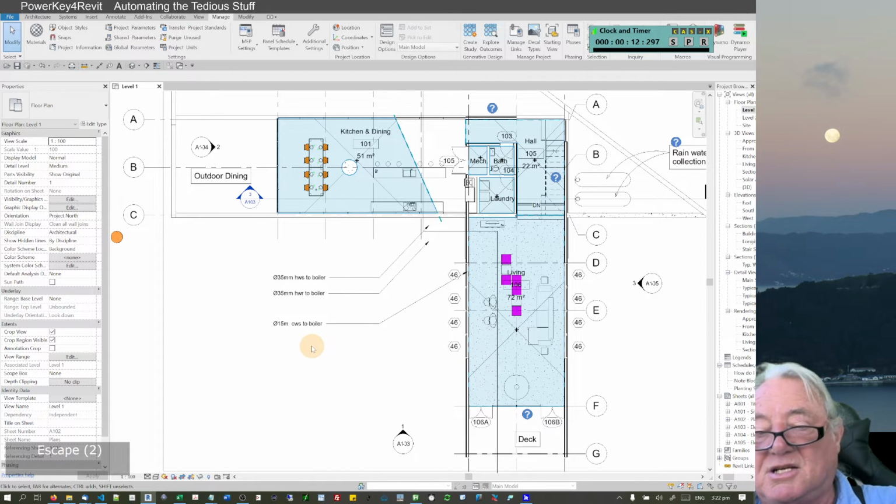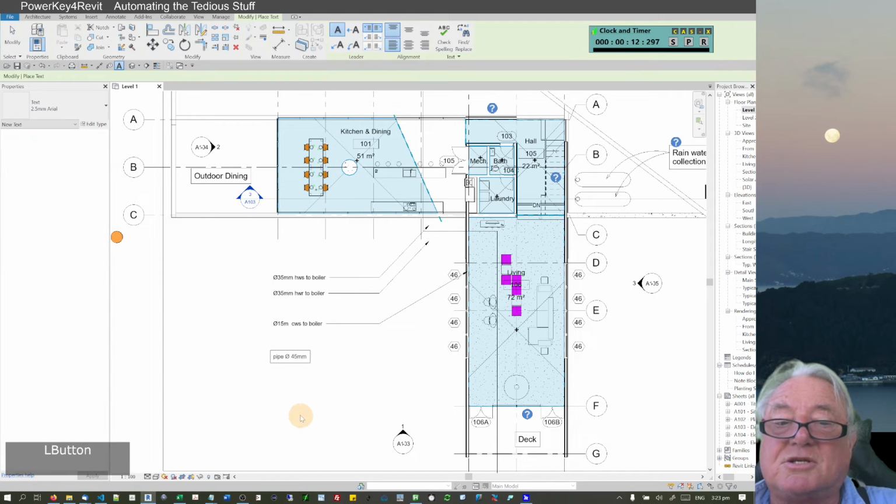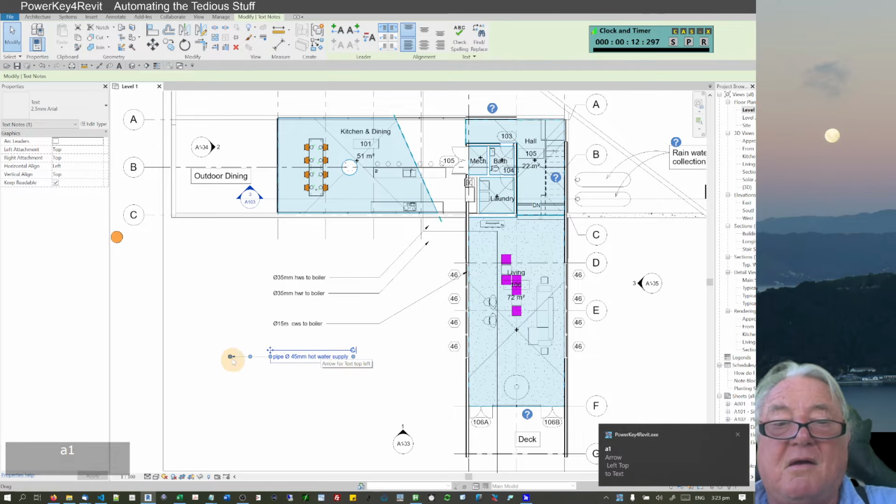But instead, I can actually just type PP and what service, and I actually want to say we could do hot water here. So I'll demonstrate something else. So hot water supply, and the pipe diameter is going to be, what did we say? I would just say 45. Is there a fall on there? If we did want a fall, I can do that and just do an import box, click on there. There's the note through there. I can click on there and go A1 and point to wherever I need it to point to.